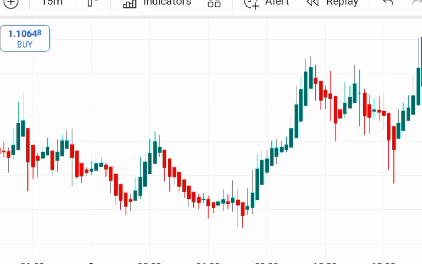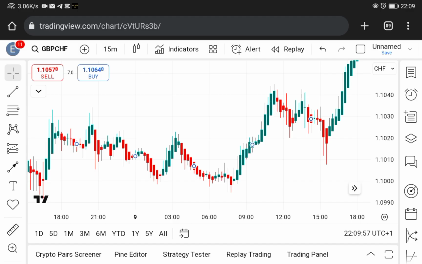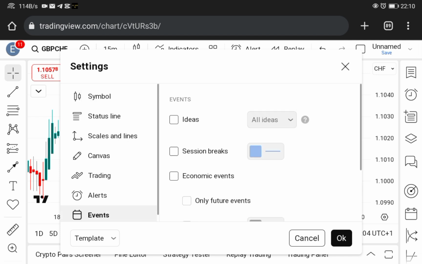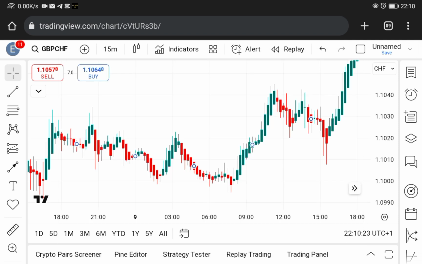So therefore, I have to enable my session breaks. So I will tap on my chart twice. Once this interface opens, I will click on event. Once I click on event, this interface will open as well. Then I'm going to session breaks. I'm going to enable the session breaks, then click OK.